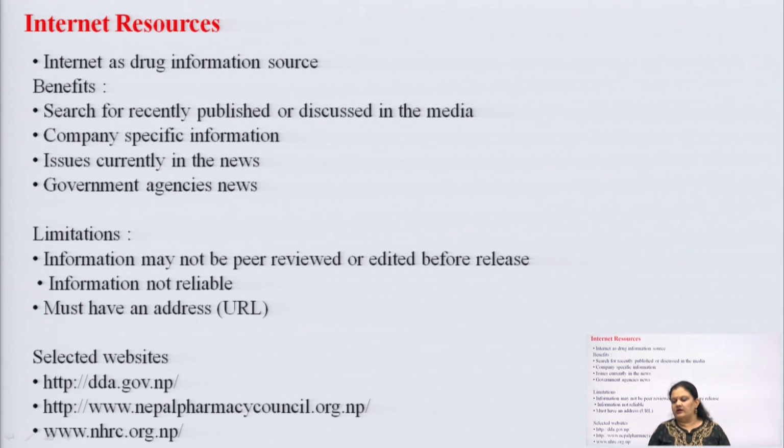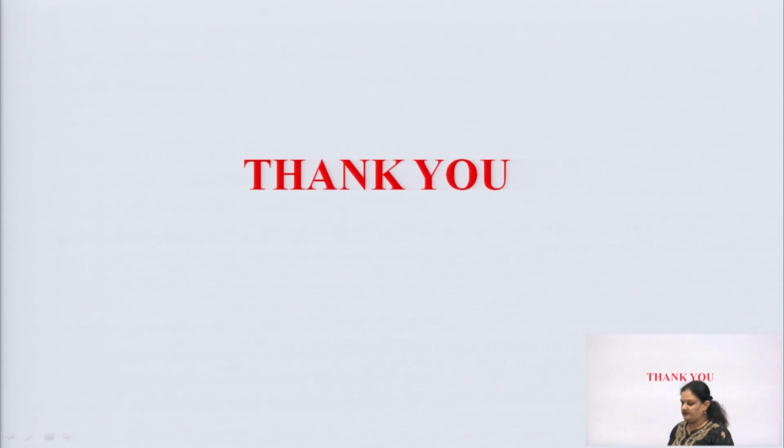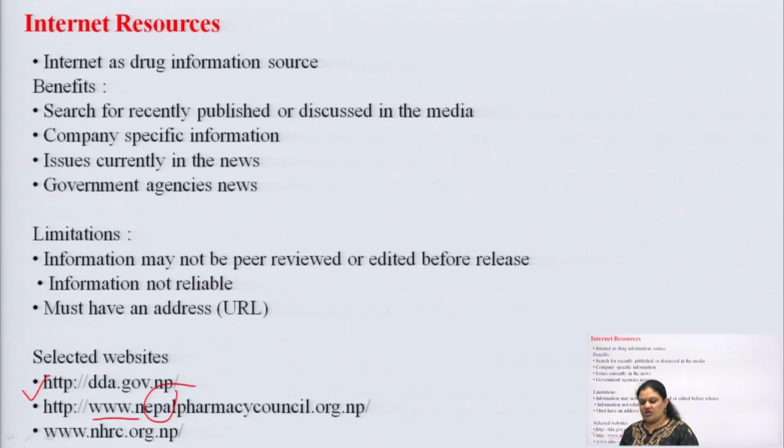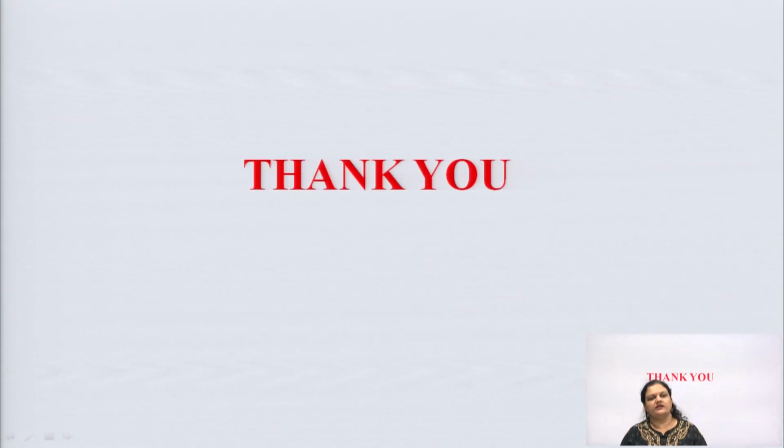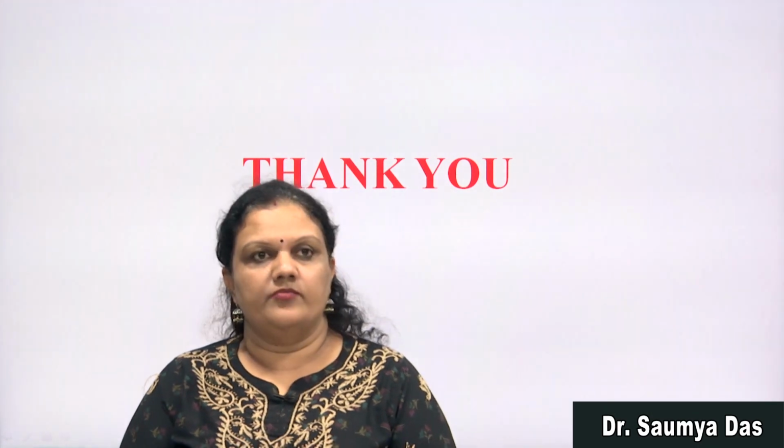So, there are URL address links; I am giving some of the links here. One is http://dda.gov.np, another one is www.nepalpharmacycouncil.org.np. Here it is for Nepal. Again for India we have indiapharmacycouncil.org.np, and another is nhrc.org.np. So, these are some of the internet resources of information. That is all about the various drug information resources.